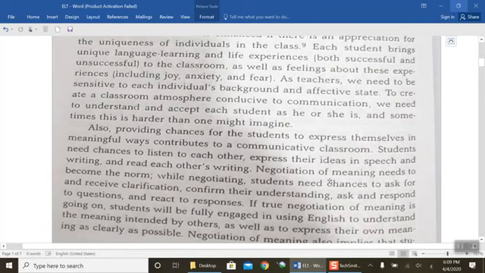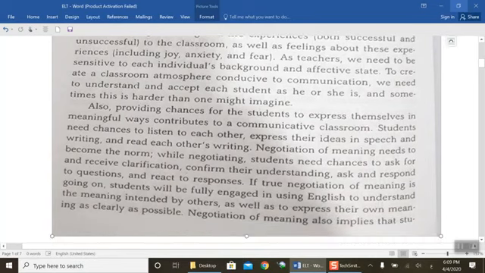Negotiation of meaning needs to become the norm. Okay, it should become the norm. While negotiating, students need chances to ask for and receive clarification, confirm their understanding, ask and respond to questions, and react to responses. You see here all the same idea.